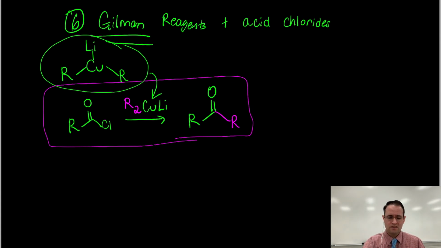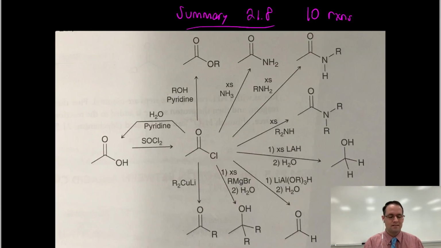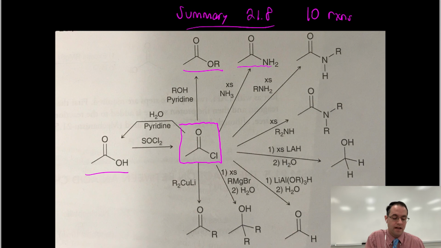So let's discuss the summary now of all of the different reactions we've talked about in section 8. We've learned 10 reactions here. So the key point here is that the acid chloride is very reactive. It's right here. And we know we can kill it with water to form carboxylic acids. We can add alcohols to give esters. We can add ammonia, primary amines, or secondary amines to give amides.